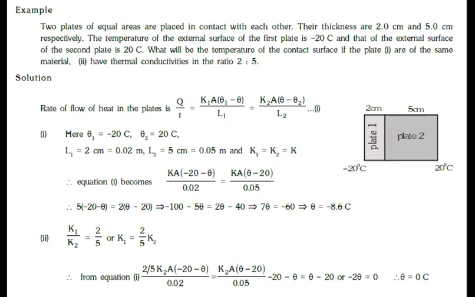Arjun's screen is visible now, right? The second is, now when K1 by K2 is 2 by 5, then you have to find the temperature. So here, K is not equal. So put the ratio of K1 by K2, then find theta. Same thing, but you have to put the values of K1 and K2. Then theta will be 0 degrees centigrade. Everyone got this concept? Tell me, yes or no?